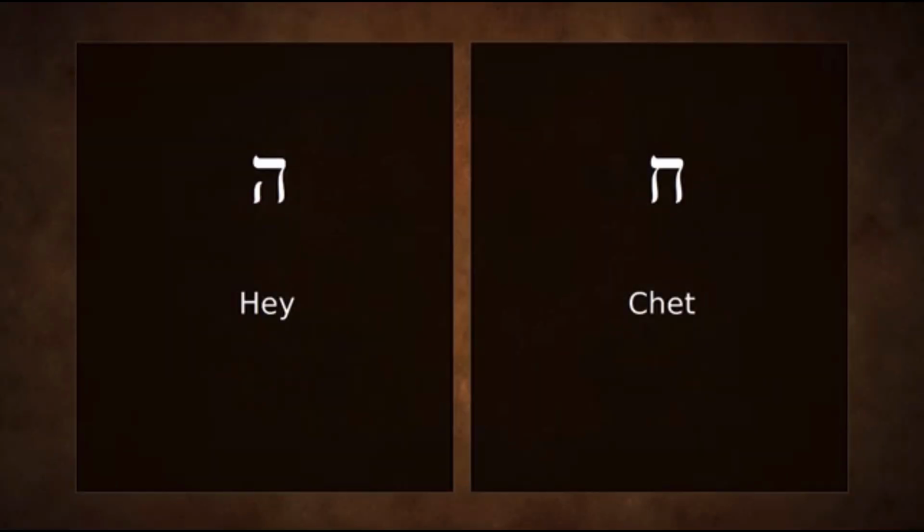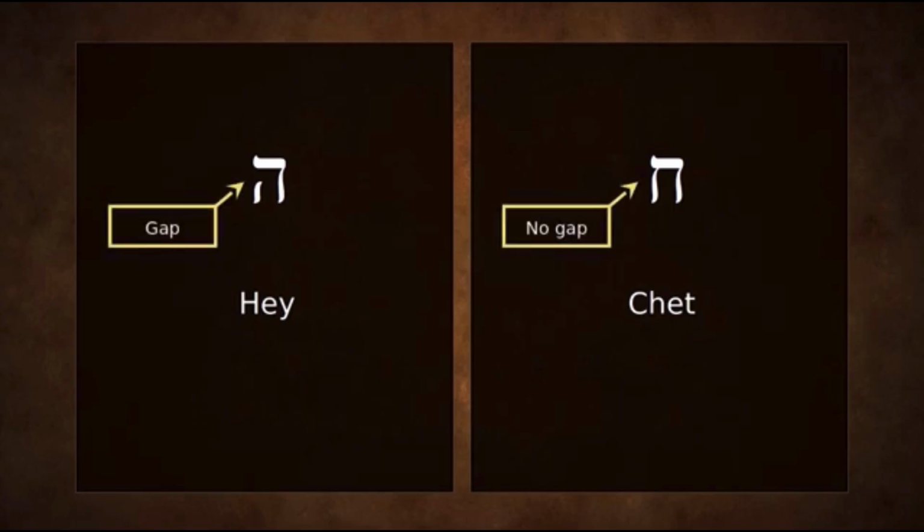One other thing to note about the chet is that it looks very similar to the he. In fact, the only difference between the chet and the he is that the he has this little gap in the upper left corner. So the chet is always in one piece, the he is separated into two pieces by that little gap. So pay close attention when you're reading and writing a he or a chet.